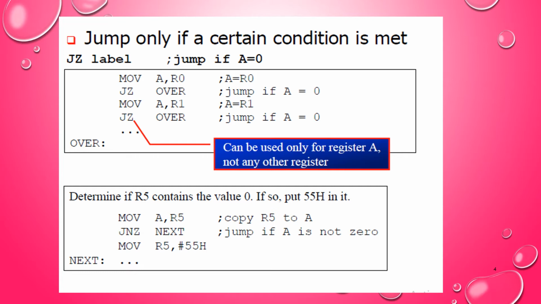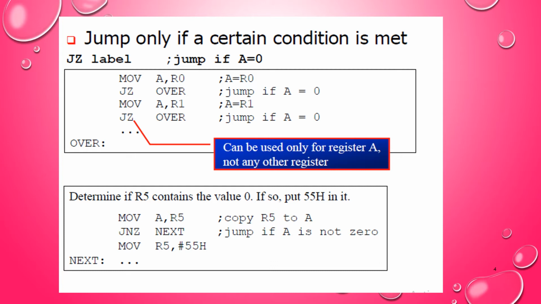A small routine I have written, just see: MOV A, R0. So the accumulator is R0. JZ with some label I have given somewhere, which shifts the control. Then MOV A, R1. If A is equal to 0, then JZ jumps. So this can be used only for register A, not any other register. This is the condition JZ, that is, jump if 0.